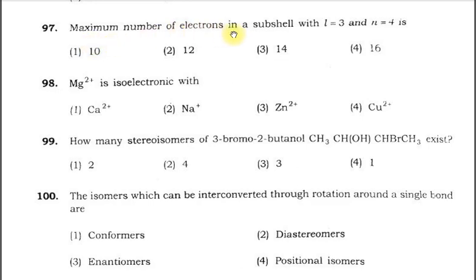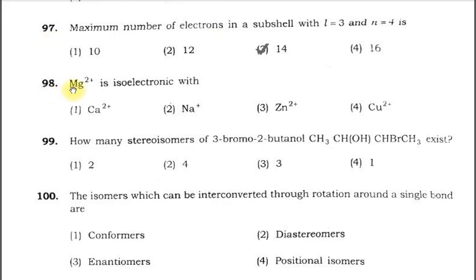Question number 97. The maximum number of electrons in a subshell with l equal to 3 and n equal to 4 is: number 1, 10; number 2, 12; 14 or 16. The correct answer is 14. Here l is equal to 3, n is equal to 4. It represents the 4f orbital and the maximum number of electrons can be 14.